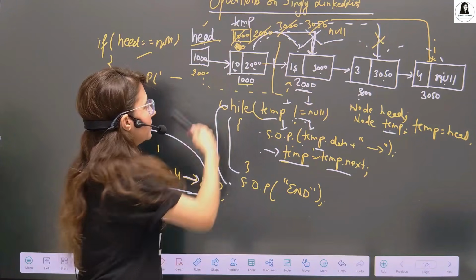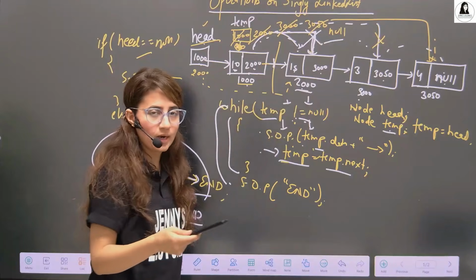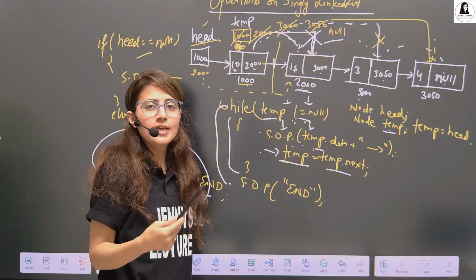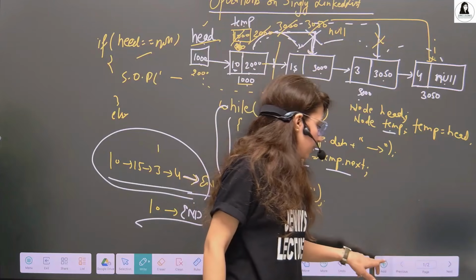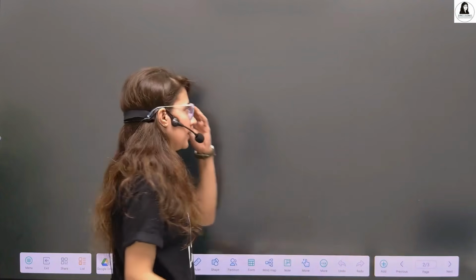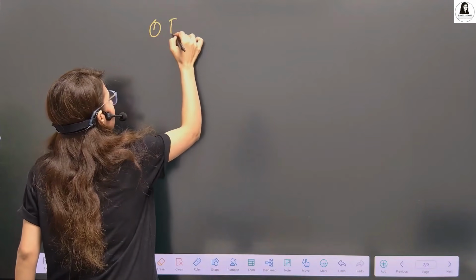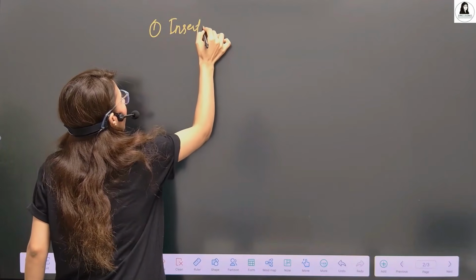Now, obviously, we need some lists just to show you practically. So first we have to create a list or we have to insert something to the list. So let's see now the second operation. Have to insert in a linked list. So first we will see how to insert at beginning.